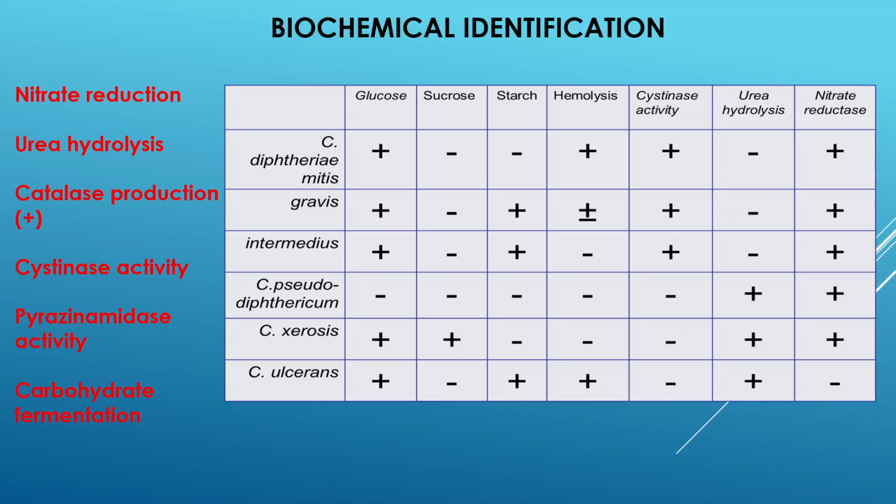For identification, we use biochemical reactions: the nitrate test and urease activity. We will investigate catalase production, cystinase activity, pyrazinamidase activity, and carbohydrate fermentation. We use these biochemical reactions for identification of Corynebacterium diphtheriae, different biovars, and other coryneform microorganisms, meaning Corynebacterium pseudodiphtheriticum, xerosis, and ulcerans.